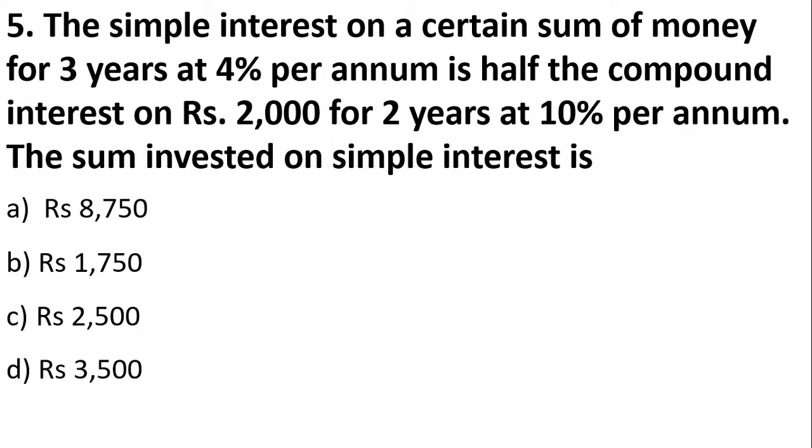Look at the next question. The simple interest on a certain sum of money for 3 years at 4% per annum is half the compound interest on rupees 2000 for 2 years at 10% per annum. The sum invested on simple interest is. Now this is a complex question. You might take some time, but have some patience and solve this question. What is the simple interest?